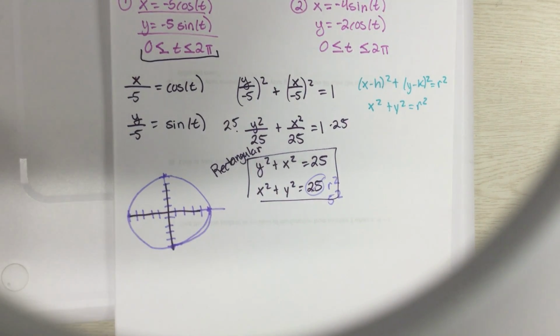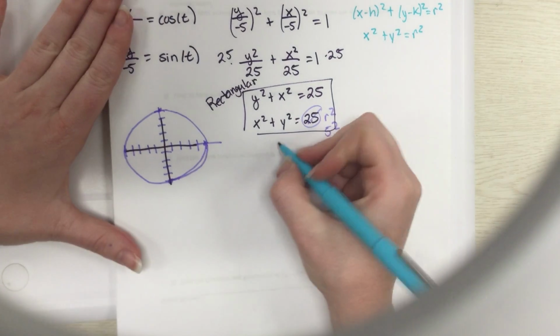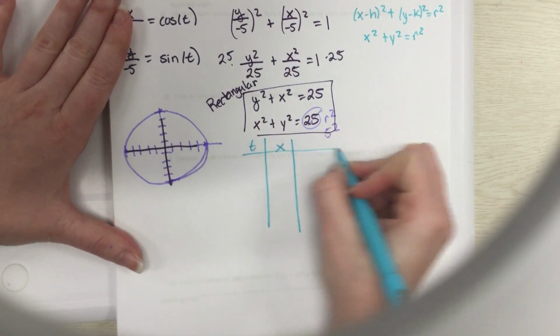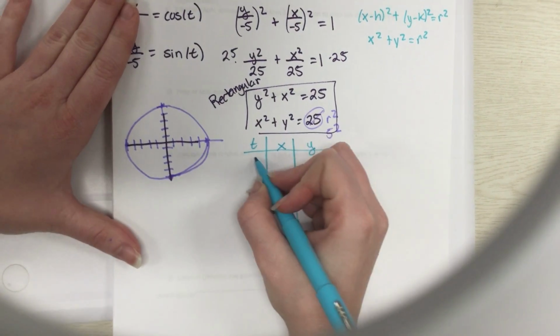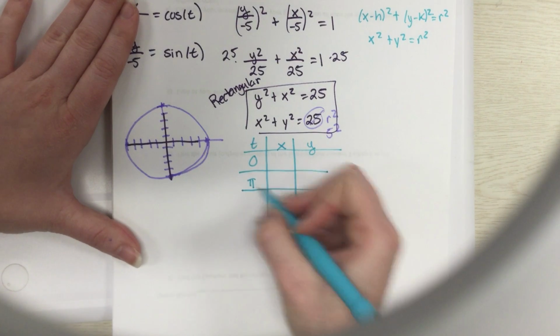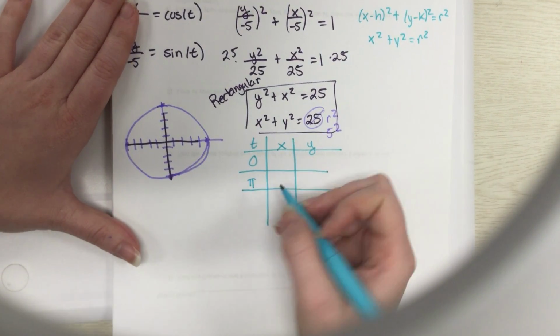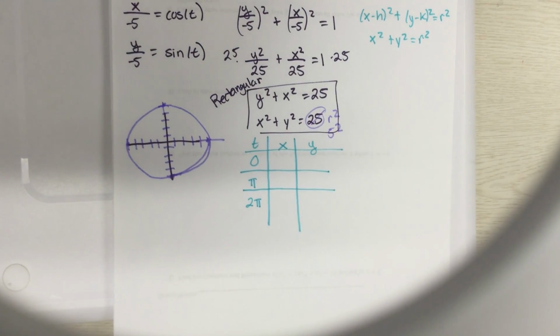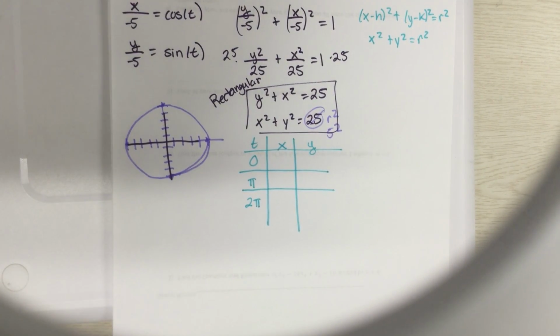You always wanna pick the first and the last one, but you also probably wanna pick, oh, I forgot the t value, x and y. So I'm gonna start with 0, but I'm gonna pick one in the middle. I'm gonna do pi, or if you wanna do pi over 2 maybe, and then I'm gonna finish off with 2 pi. You could do your quarter spots if you like more points to be more concrete.